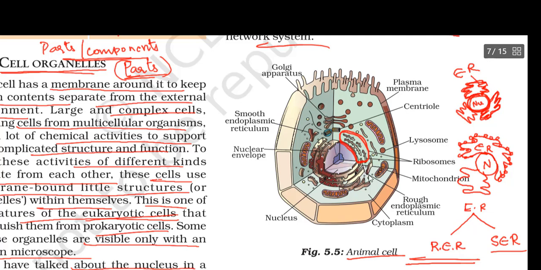Rough endoplasmic reticulum. Okay, so you are going to see some hole-like structures near the endoplasmic reticulum, right? So this is the rough endoplasmic reticulum, and here you are not having any pores on it, and this we are going to call smooth endoplasmic reticulum. And these holes or pore-like things you are going to see, they are nothing but ribosomes.